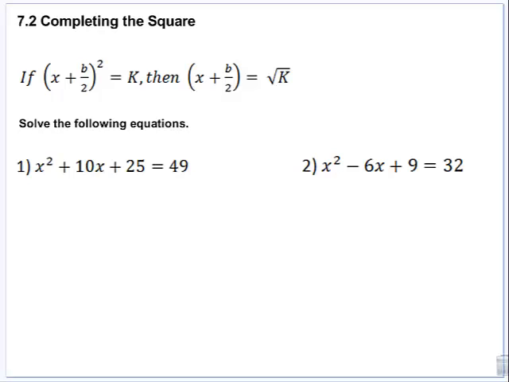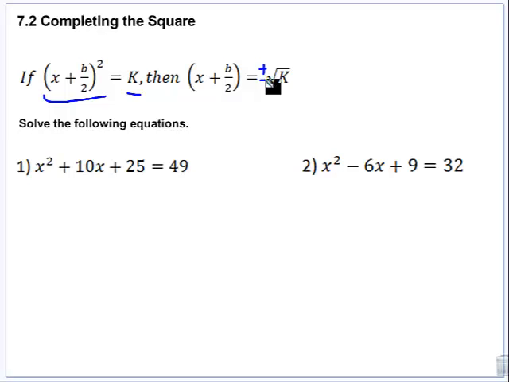So if we know x plus b over 2 squared is equal to k, then we could take the square root of both sides, and we would be left with x plus b over 2 is equal to plus or minus the square root of k.